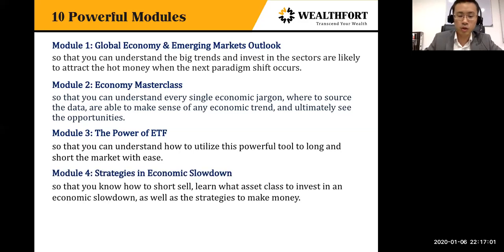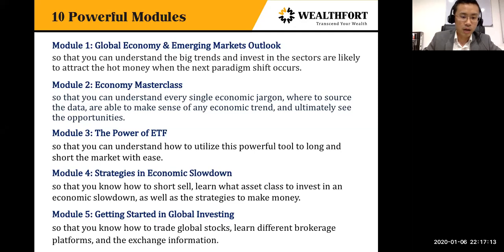In Module 4, we'll talk about strategies in an economic slowdown so that you know how to short sell, learn what asset classes to invest in during an economic slowdown, as well as strategies to make money. In Module 5, we'll talk about how to get started in global investing so that you know how to start trading global stocks, learn different brokerage platforms, and the exchange information. Now, for those of you who have not started trading in global stocks, this is a perfect opportunity to join our macro investor program so you know how exactly you can invest in a foreign market.